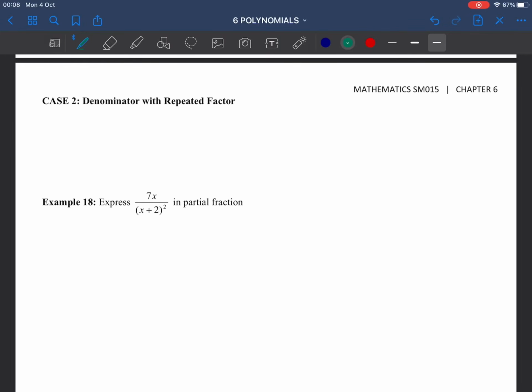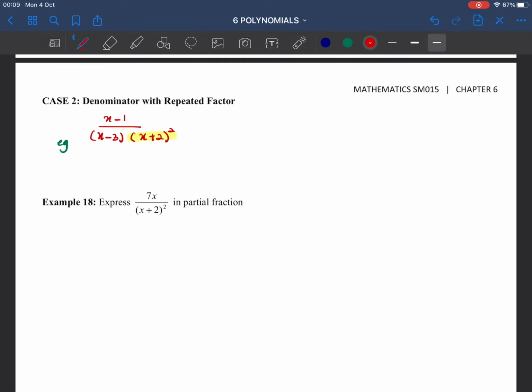Okay, so now we are going to continue with the second case, which is a denominator with a repeated factor. So what does that mean by a repeated factor? So now you can see an example here. Let's say we have x minus 1 over x minus 3 times x plus 2 square. So dekat mana yang repeated tu? As you can see from here, x plus 2 square.